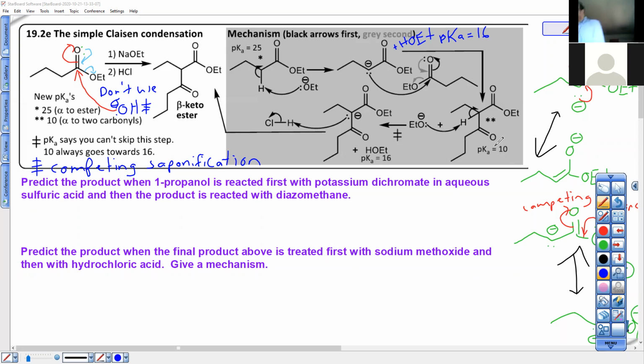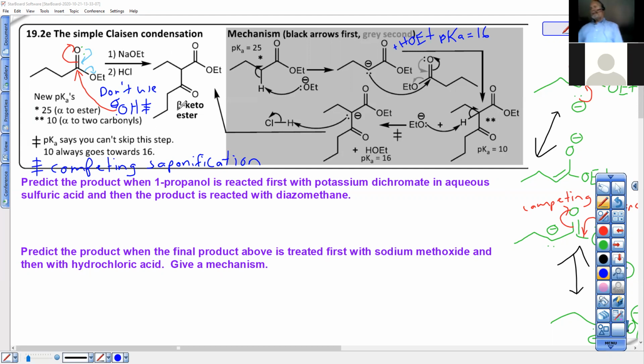Okay, lots of 10s. So what's going to happen? Well, you can't stop this acid-base reaction from happening. 10 has to go to 16. So when you want to make your beta keto ester Claisen product, you've got to put the H back on that you just took off. So there it is. You're putting HCl in as a second step, and you generate a beta keto ester. They're very useful molecules for reasons you will see later.